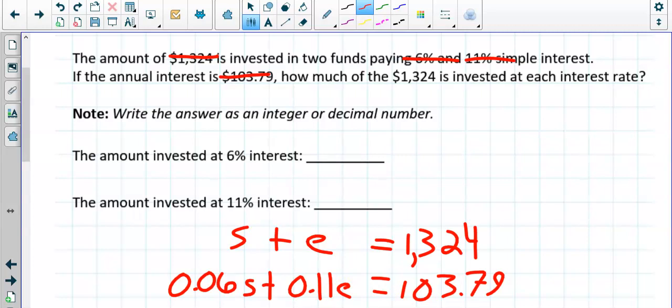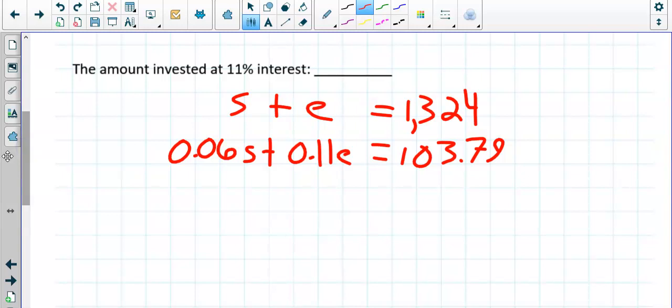Now all we've got to do is solve. Any method you want. What do you think would be the easiest? This is a lot like the last problem. All I did was change it from a play to money and interest. So we can do elimination. That's what I would do. I know a lot of students would like to do substitution on this. Don't get me wrong, it's pretty easy to do substitution. You can get the S by itself, or the E by itself, and plug it into the other equation. It all works.